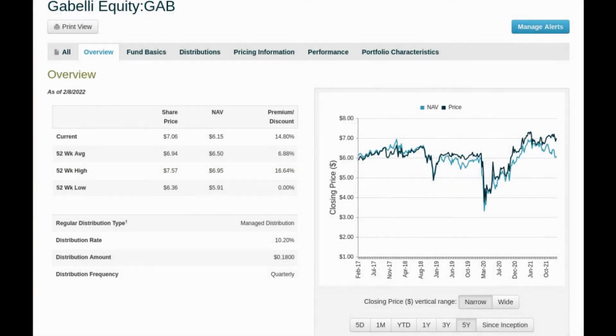What review of a closed-end fund would be complete without a look at the NAV? Over at CEF Connect, we can see that for the last 5 years, this fund has traded at a premium. So if you are the type of investor that always wants to buy at a discount, then this fund is not going to be for you.